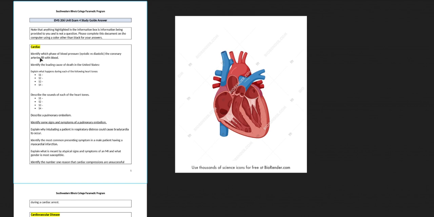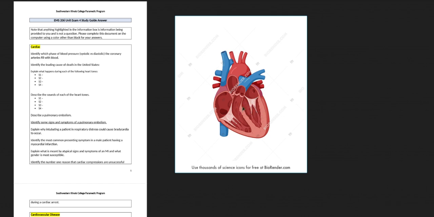Okay, so starting on page 1 of the study guide: identify which phase of blood pressure, systolic versus diastolic, the coronary arteries fill with blood. So the coronary arteries, the arteries that actually feed the myocardium, fill in diastole. And the reason for that is kind of weird. When the left ventricle squeezes, all of the coronary arteries get squeezed as well, the tiny little capillaries. So that increases the pressure in those capillaries.